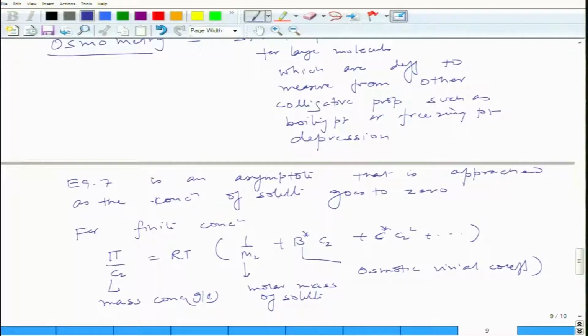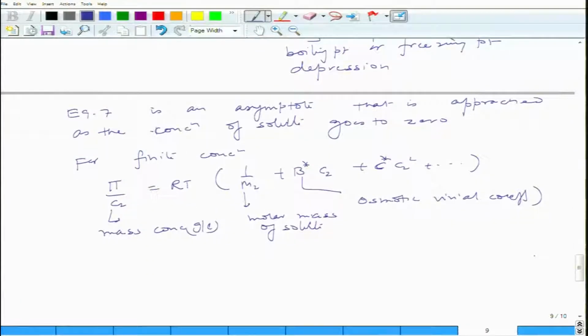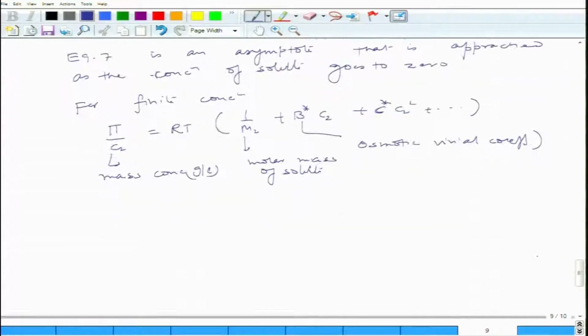Okay. So, now we have come up with a kind of virial equation of state for osmotic pressure. That is what this equation looks like. Now, you can recover the van't Hoff equation by putting B star and C star equal to 0. So, for the case of a dilute solution, we can neglect C star and higher order terms.